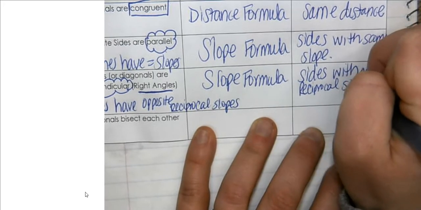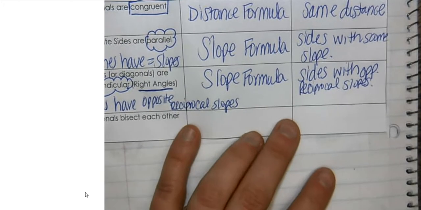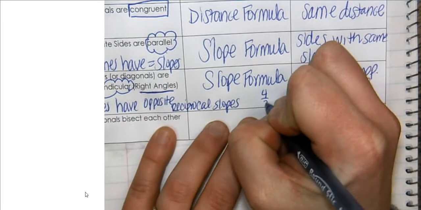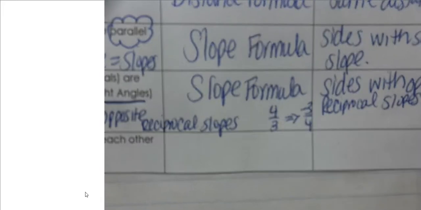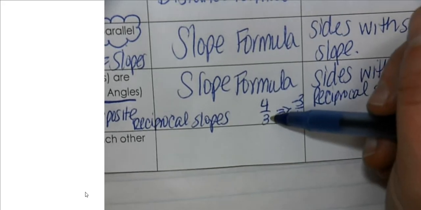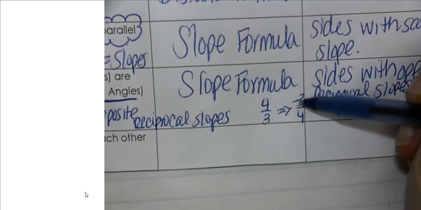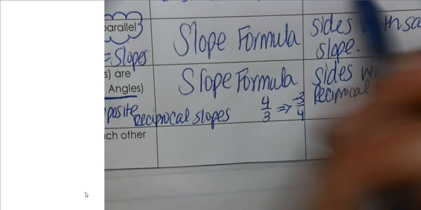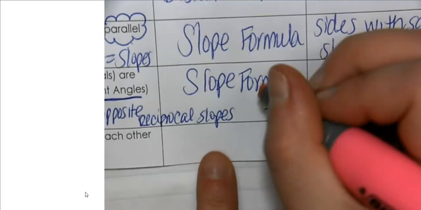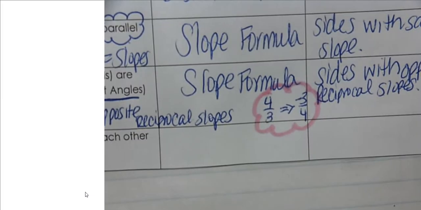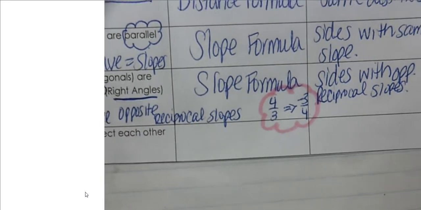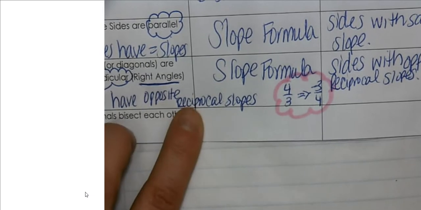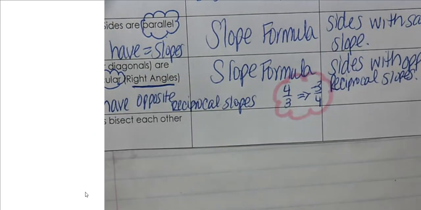So let me give you an example of what opposite reciprocal looks like. An example would be like 4/3 compared to -3/4. So an opposite reciprocal means that you have a fraction that has been flipped and is the opposite sign. Opposite reciprocal, you flip the fraction, switch the sign. So this is something I want you guys to know. You flip the fraction, switch the sign. So I'm going to emphasize opposite means opposite sign. Reciprocal means you flip.